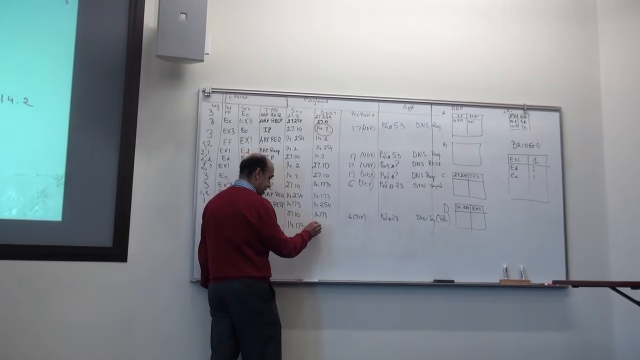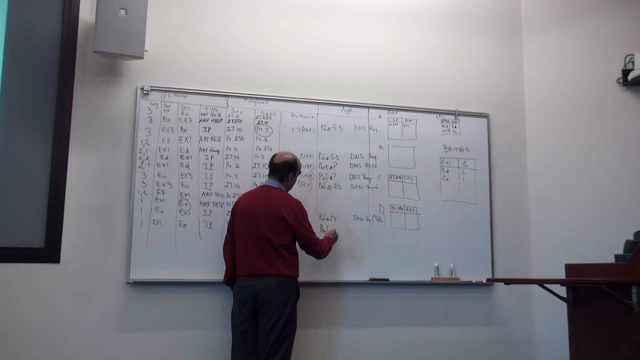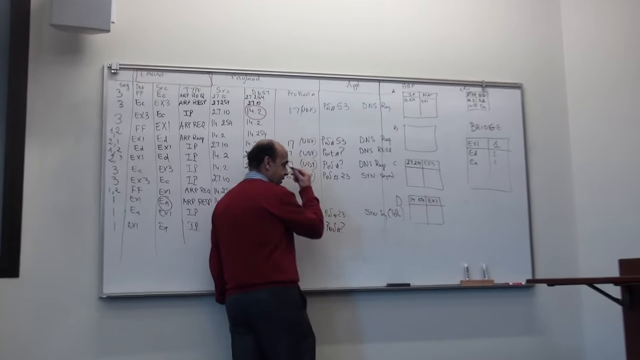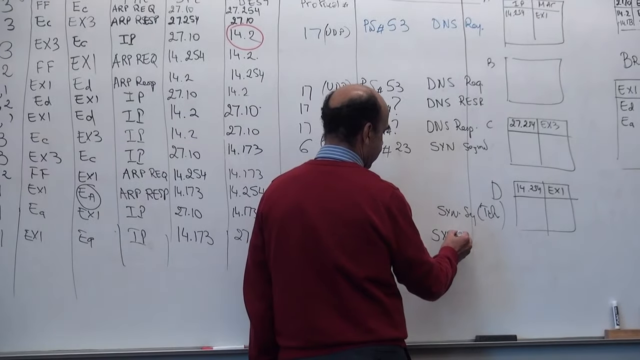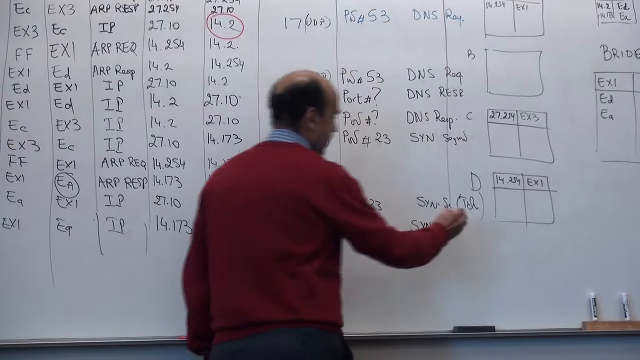What is the protocol number? 6. It's TCP. What is the port number? Unknown. We don't know, right? Okay, that's the client. But here we have that SYN ACK, right? Or ACK. And that's for telnet, right?